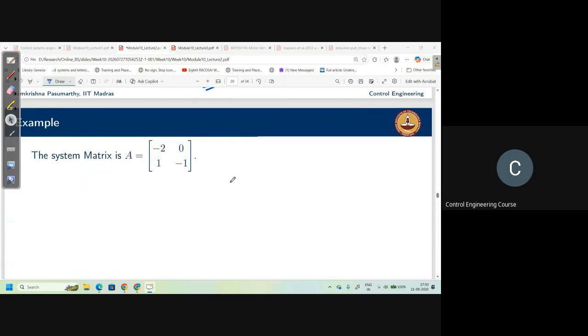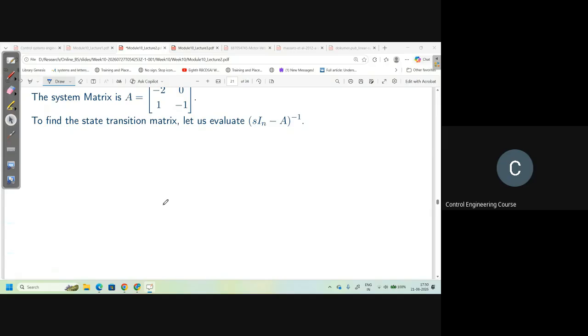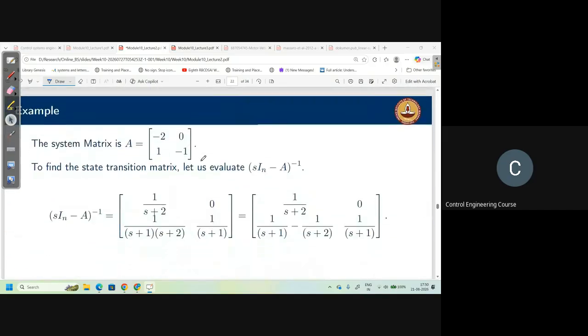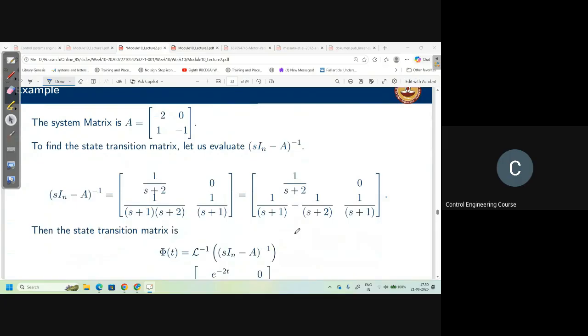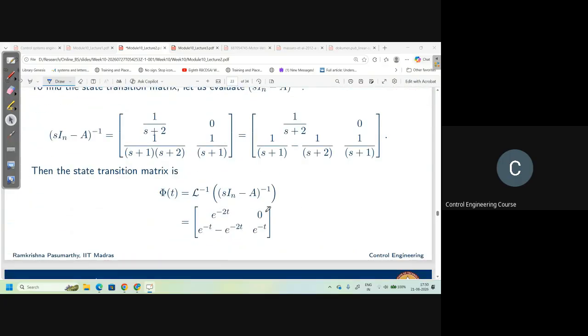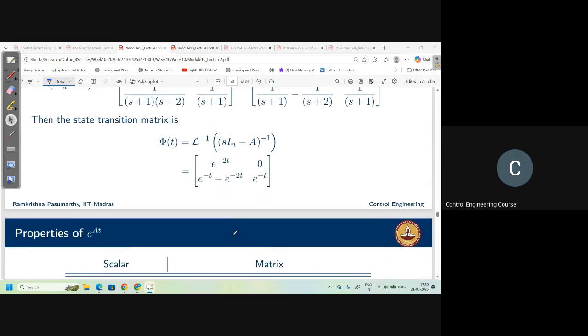So for the same example, A equals minus 2 0, 1 minus 1. First we need to evaluate (sI minus A) inverse and then take the inverse Laplace transform. After partial fraction expansion, you will find the inverse Laplace transform of this will be e to the power minus 2t, 0, which is the same as previously if you do the series approximation.